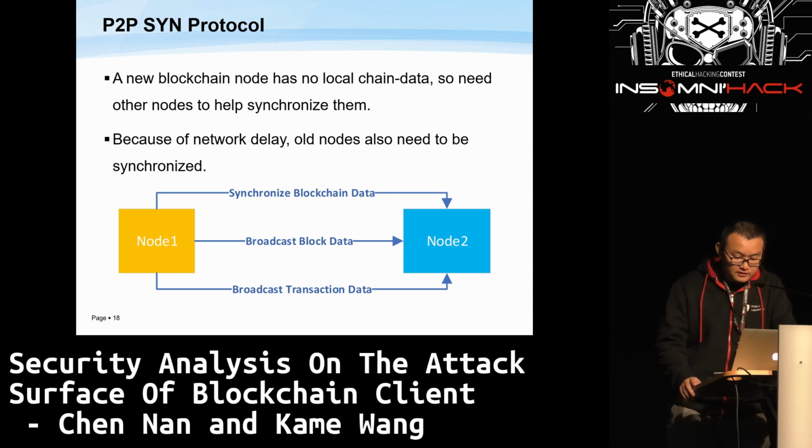Next is the P2P Synchronization attack surface. The state of nodes in a P2P network is very complicated. Some are new nodes, and some are offline nodes, and some have high network delay. So we need a synchronization protocol that lets all nodes have the same state. In the blockchain system, there are usually three types of data synchronization. They are synchronizing blockchain data, broadcasting block data, and broadcasting transaction data.